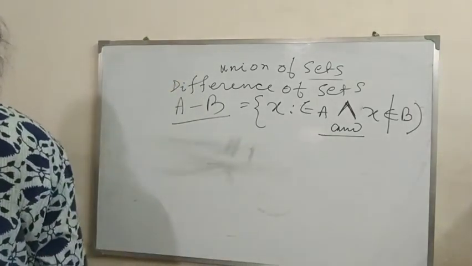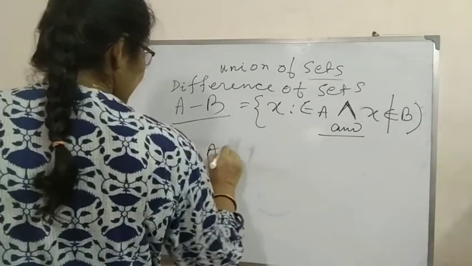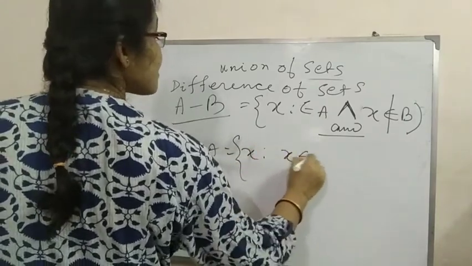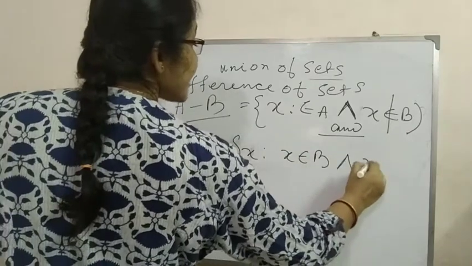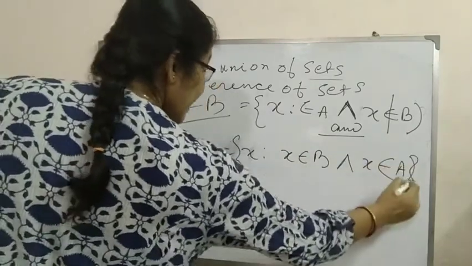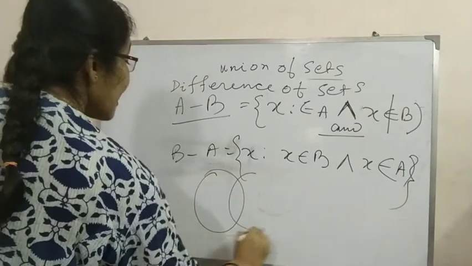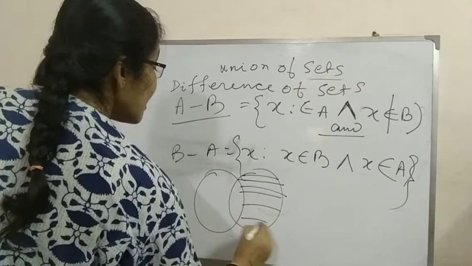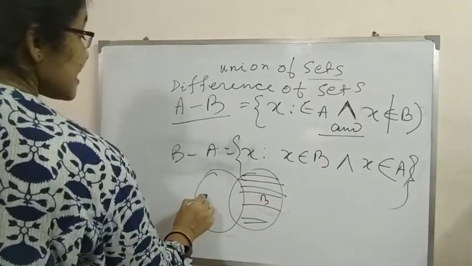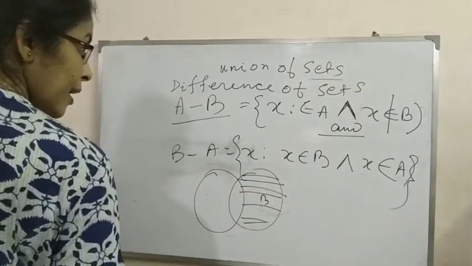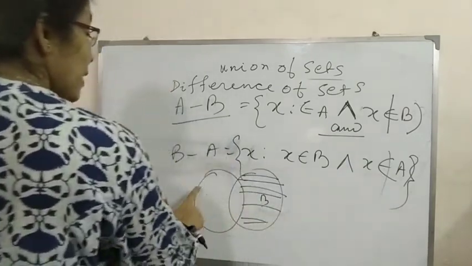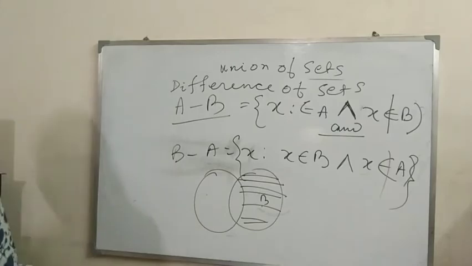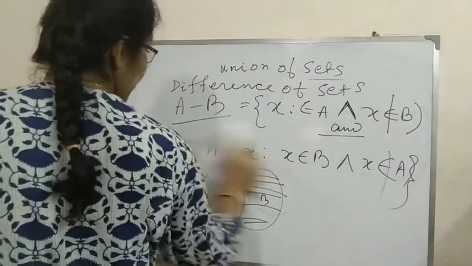Similarly, B minus A, that is element X, such that X belongs to B and X does not belong to A. So I will write in this way, this portion, this is B and this is A. X belongs to B, X does not belong to A and in the common portion. Okay, I hope, is it clear?